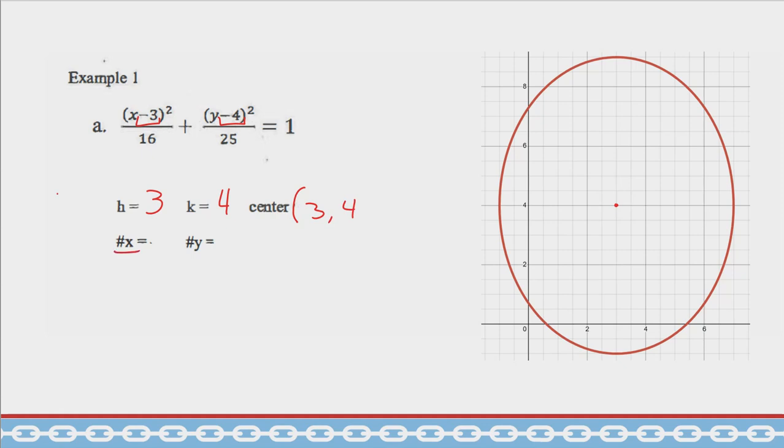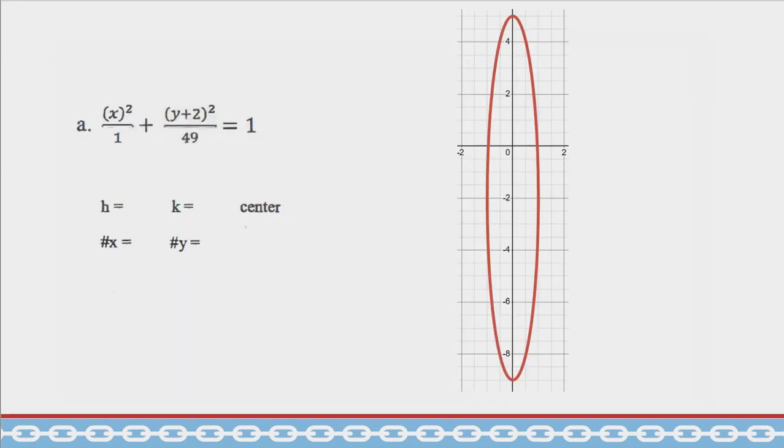The X radius is going to come from this value right here, the 16. 16 is X radius squared, so the X radius is 4. And we see that right here, right? We go over 1, 2, 3, 4 units from the center to the edge of the ellipse. And our Y radius is the square root then of this 25, which would just be 5. And again, we see it here, up 1, 2, 3, 4, 5 units. We have a very stretched out circle here to make this ellipse.